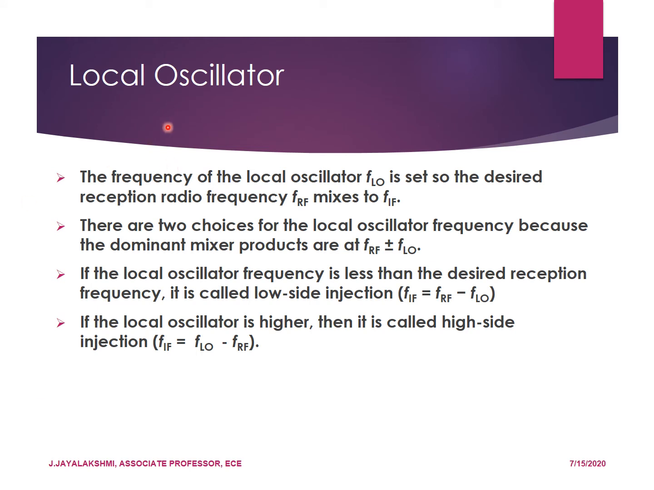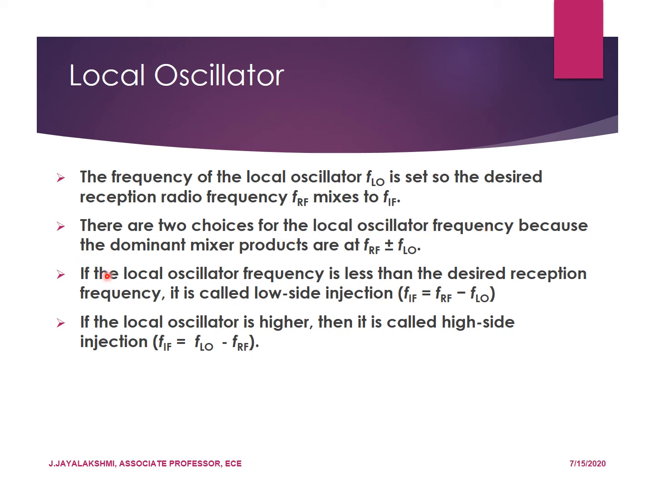Now coming to the local oscillator. Here you are going to make use of an oscillating circuit which is capable of generating a frequency FLO, and it is set to the desired reception radio frequency FRF, and this FLO is going to mix with the FRF so that it generates an intermediate frequency FIF.